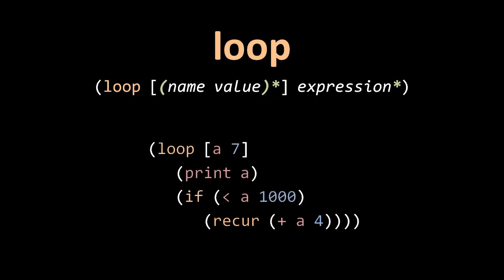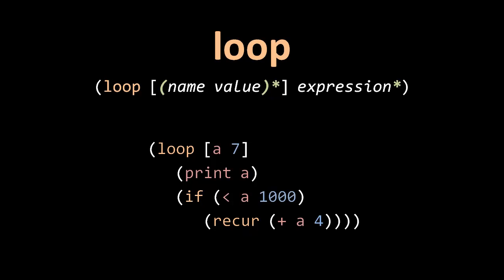So here, for instance, we are binding to the name A the value 7, and then we execute the body of the loop. So first we print A, and we test, is A less than 1,000? Yes, it is. 7 is less than 1,000. So we call recur with one argument, which is A plus 4. So we call recur with the argument 11. And the recur here means that we execute the loop again, except this time instead of binding 7 to A, we bind 11, because that was the argument to recur.